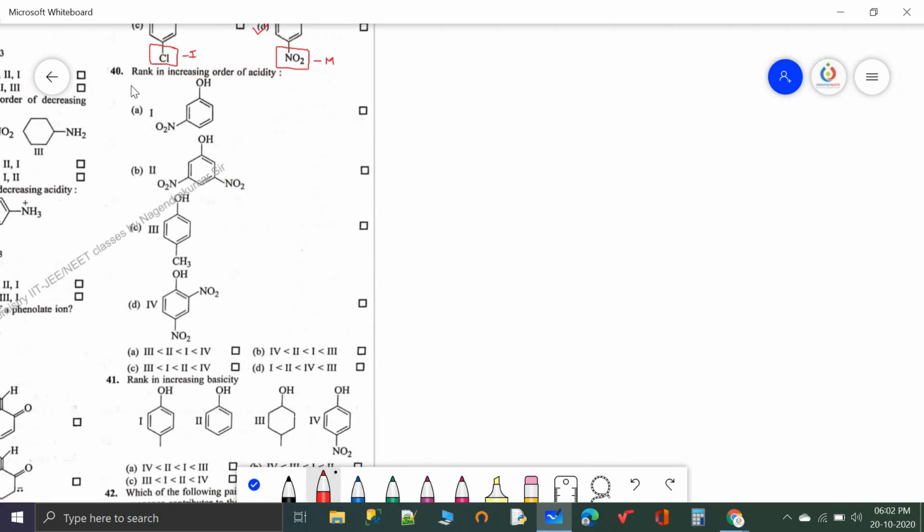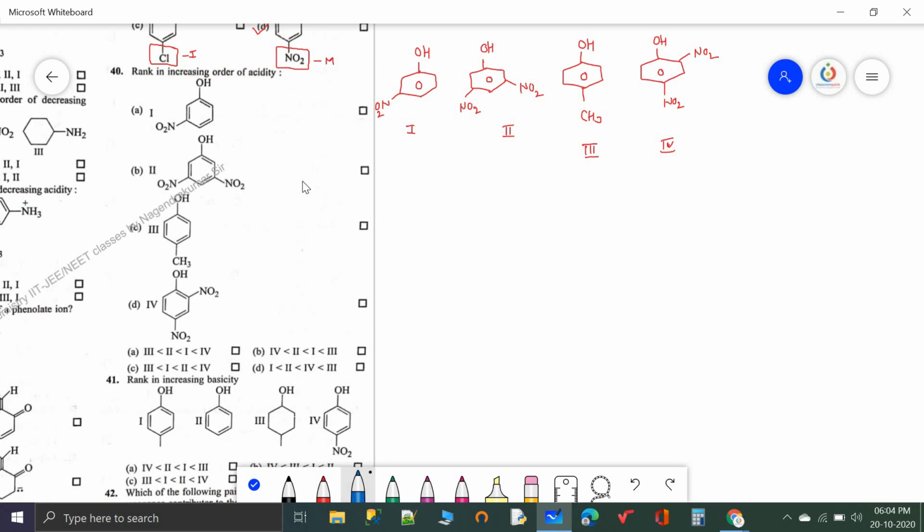Let's see the next question, question number 40. Rank in increasing order of acidity. So I will write these options this side. These are the given compounds. As I said in the earlier case, the presence of an electron withdrawing group increases the acidic nature of the phenol. Here one NO2 group is there, here two NO2 groups are there, here also two NO2 groups are there, and here a CH3 group is there. CH3 is a plus H group, and NO2 groups are minus M groups. So the more electron withdrawing groups, the more acidic the nature.